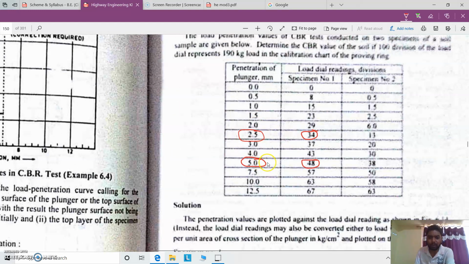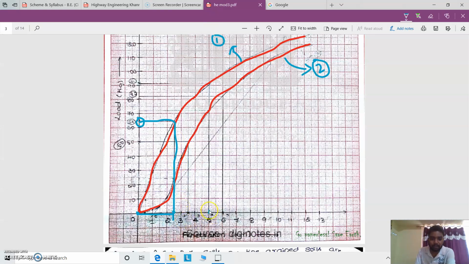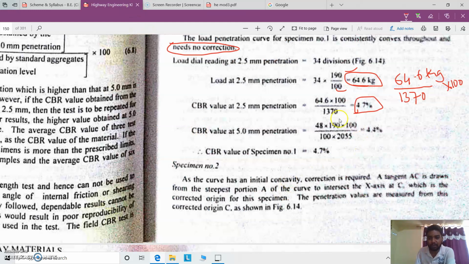So here for 5 mm penetration we have 48 divisions. Once we get 48 divisions, just convert this division into kg as we have done for 2.5 mm penetration, and we'll end up with 4.7% of CBR value for 5 mm penetration of sample 1.